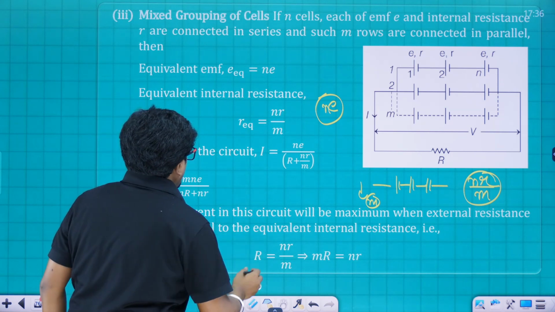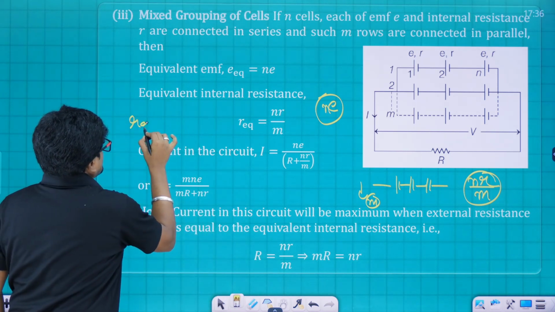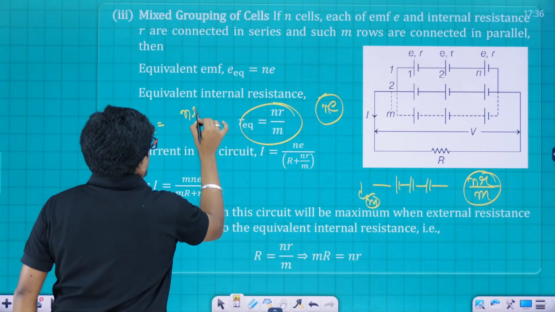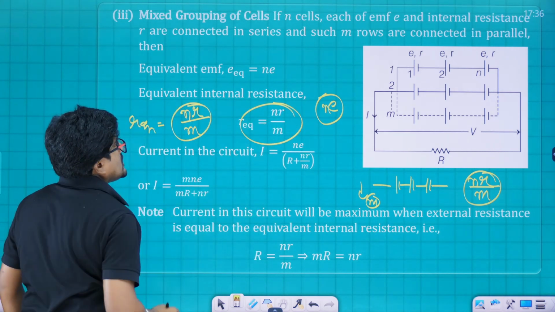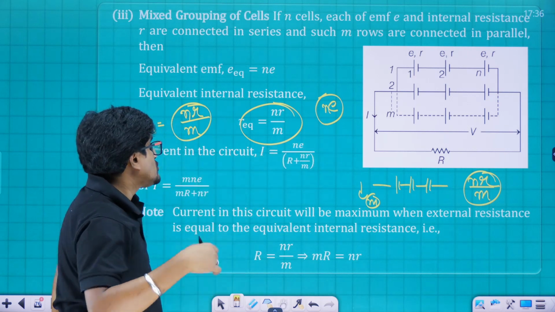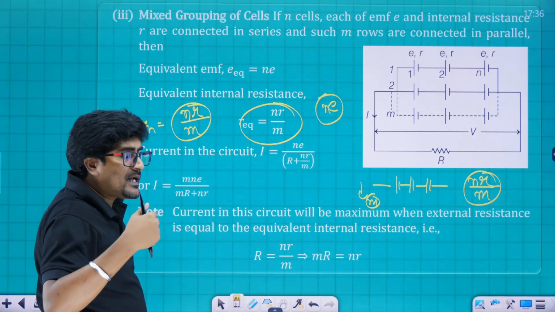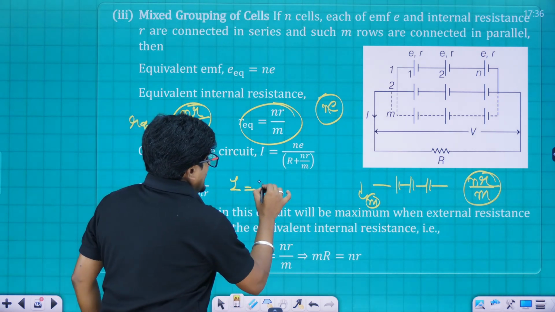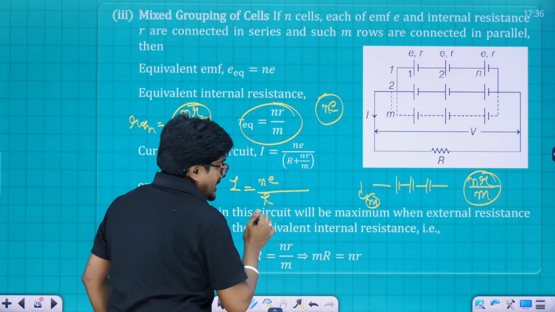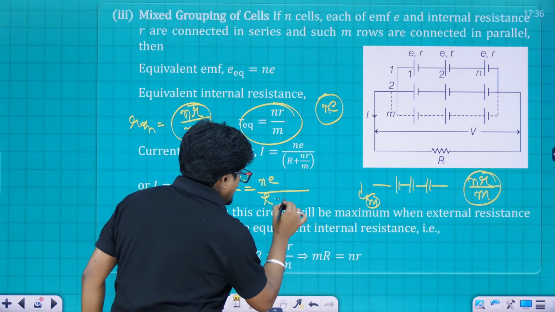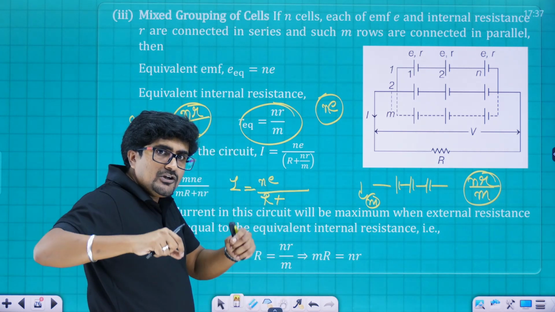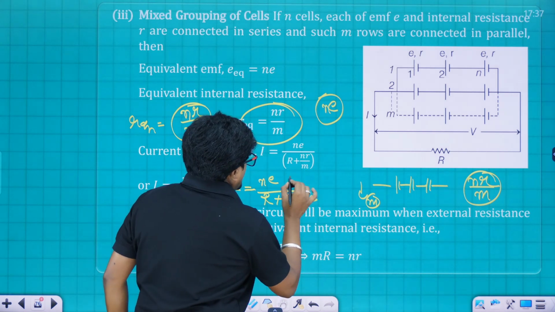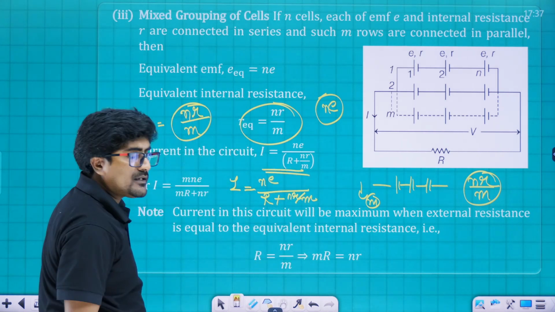Alright, so here if I go for r equivalent, you can see the same expression here, it is n r divided by m. And what was the effective EMF? That was n times E. So the resultant current that is being drawn out of the cell is the effective EMF, that is n times E, all divided by capital R, the external resistance that we connected, plus the effective internal resistance of the combination of the cells, that is n times r, all divided by small letter m. The same expression you can have here as well.